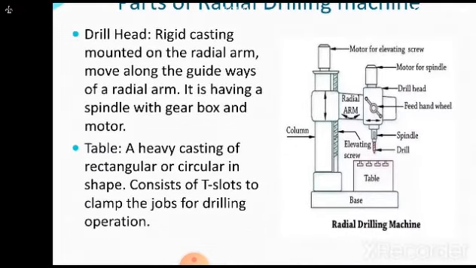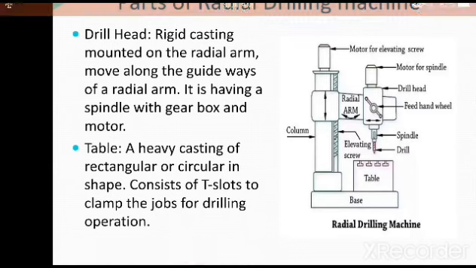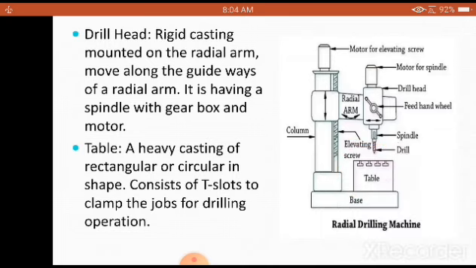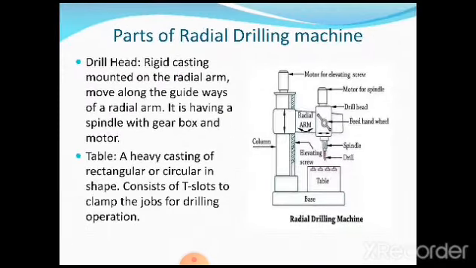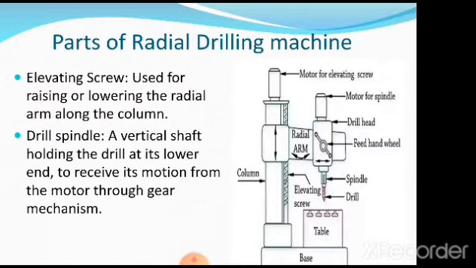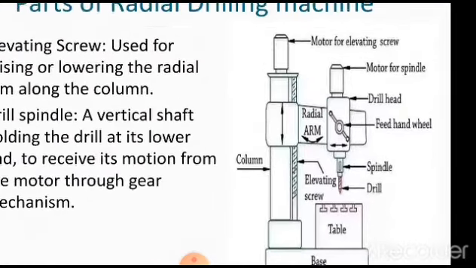A heavy casting table, if you want to see, is a heavy casting of rectangular or circular shape. It can be rectangular or it can be circular in shape. It consists of T-slots to clamp the jobs for drilling operation. If it does not have the T-slots, it is not possible to clamp the jobs firmly on a machine. For that purpose, it is provided with the T-slots. Now let us understand the function of an elevating screw. As the name itself indicates, elevating means what?